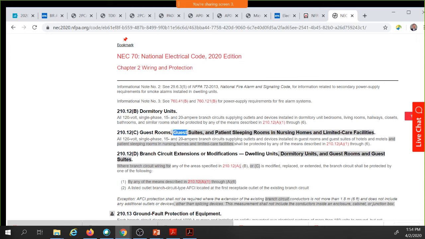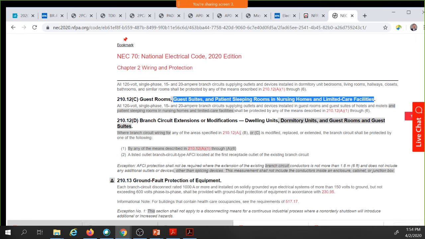We added this in the 2020 code: patient sleeping rooms and guest suites in nursing homes and limited care facilities. That was added in the 2020 cycle. Before it was just guest rooms and suites in hotels and motels. Now it's also patient sleeping rooms in nursing homes. So it's the sleeping rooms and guest rooms in hotels and motels, which is more commercial, less residential.